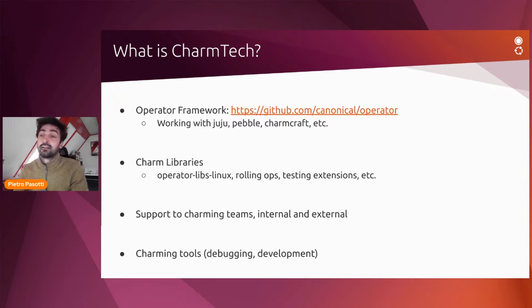We also maintain a bunch of charm libraries, such as Operator Libs Linux, Rolling Ops, Harness extensions, so testing facilities, and so on. And we provide support to charming teams, internal and external. So we are kind of the reference point when it comes to best practices around charming and patterns to make the charming ecosystem better. Last but not least, and that is the topic of the presentation today, we develop charming tools.